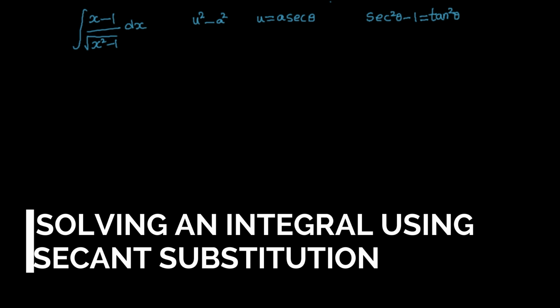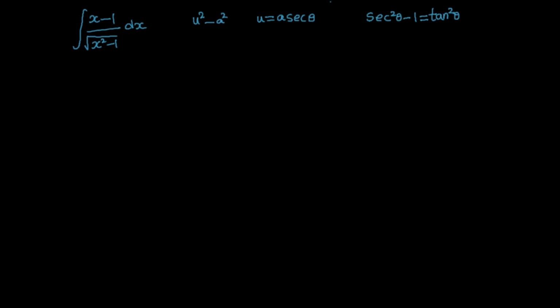In the previous video we have seen how to solve using tangent substitution. In this, let's see how to solve using secant substitution. So if you have an expression of the form u square minus a square, then you can substitute u is equal to a secant theta.